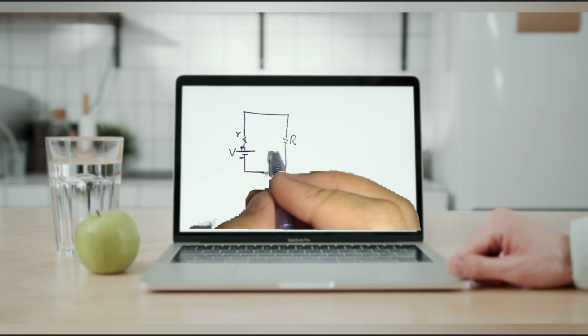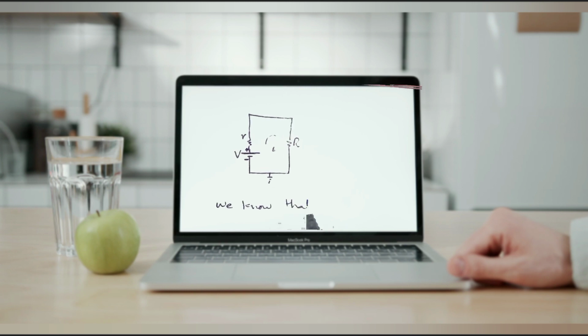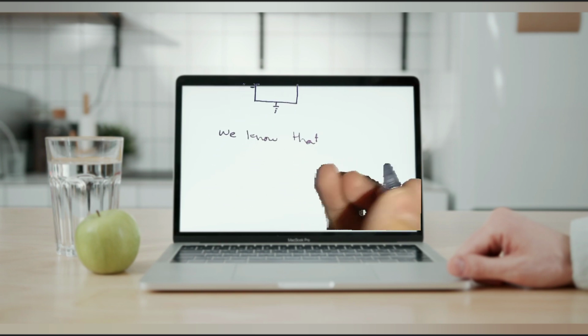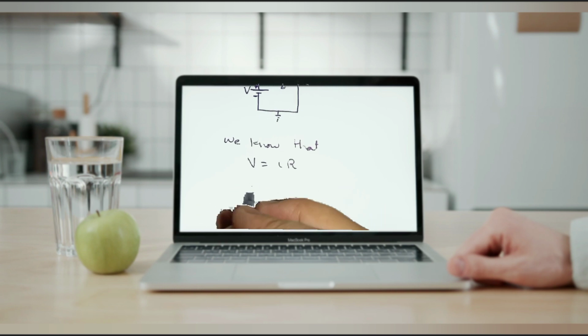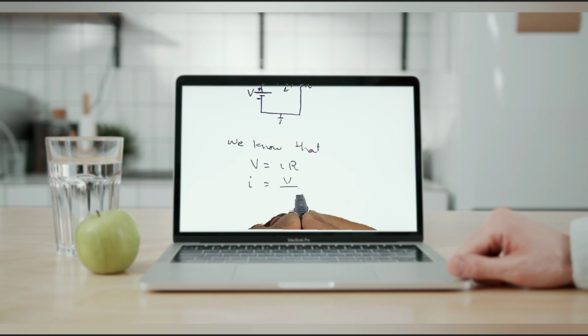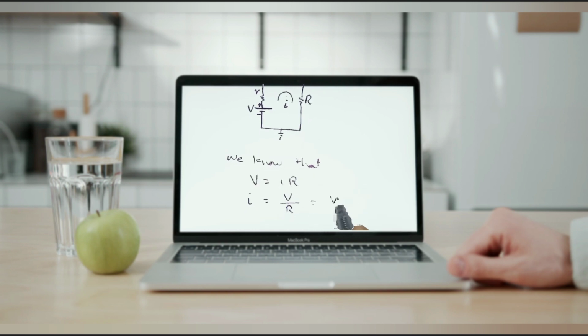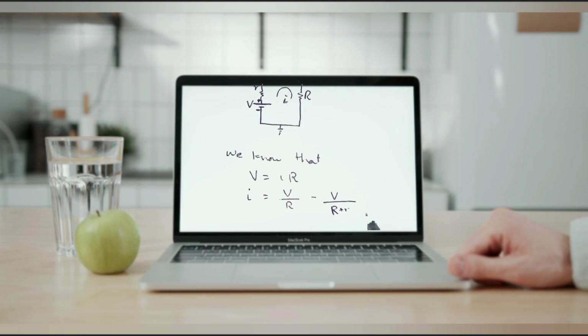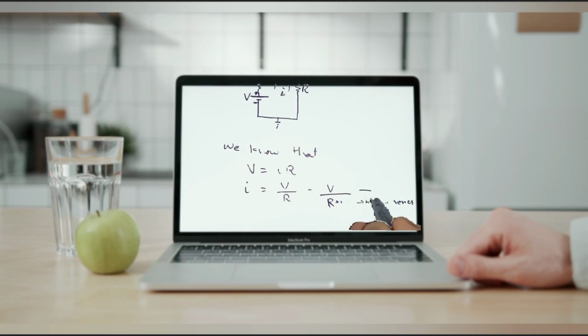This is the circuit diagram and we assume the current direction to be clockwise. From Ohm's law we know that V is equal to IR, current into resistance. We need to find the current, so we write I is equal to V over capital R. In our situation, R equivalent is small r plus capital R. Why so? Because both the resistances are connected in series. We call this equation number 1.